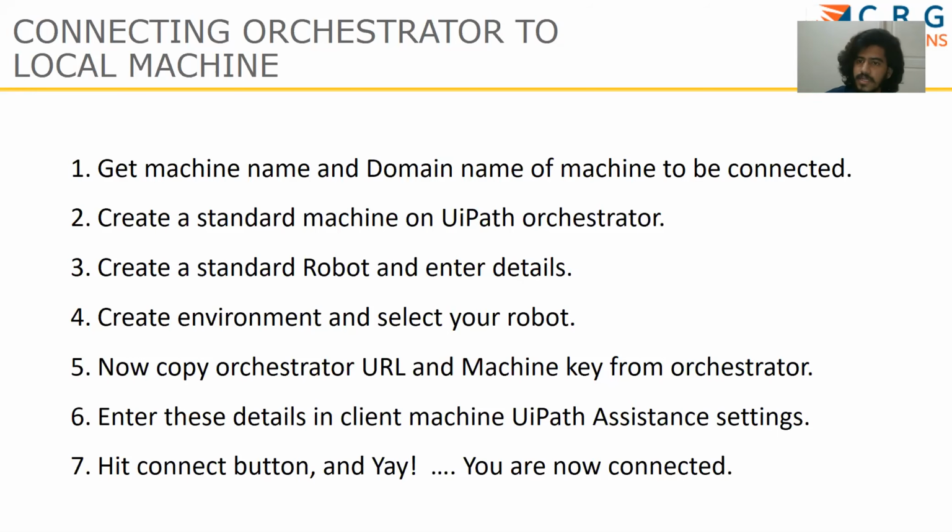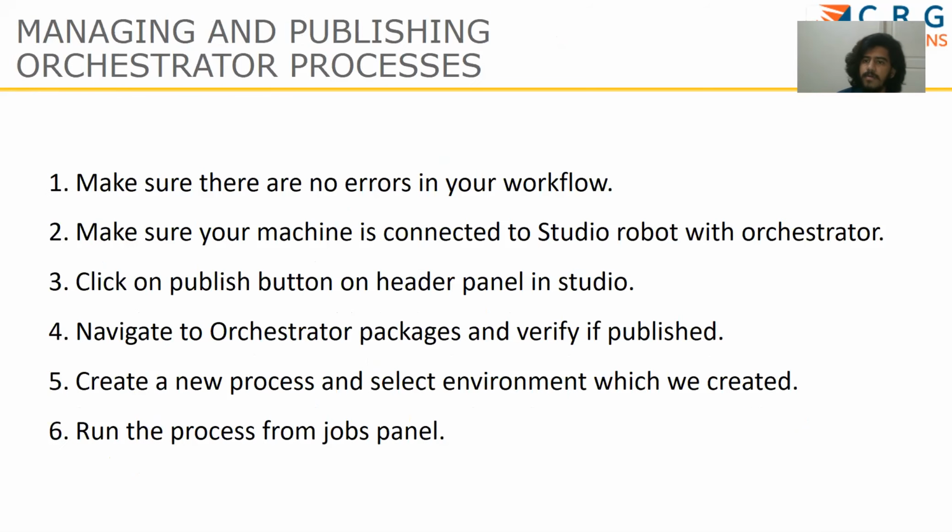Now, once you're connected, in order to publish a process from your studio to orchestrator, remember you have to follow the same process and get connected with your laptop with a studio type robot. Studio type robot doesn't need any authentication. It simply gets connected with a similar process and you can do it within 5 minutes. So you first have to get connected with the studio type robot, and publish your process to the orchestrator. Once you publish, check whether it is displayed in packages.